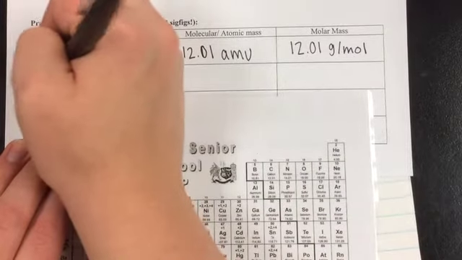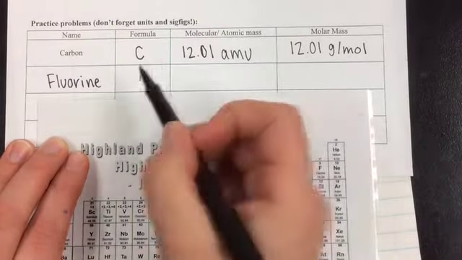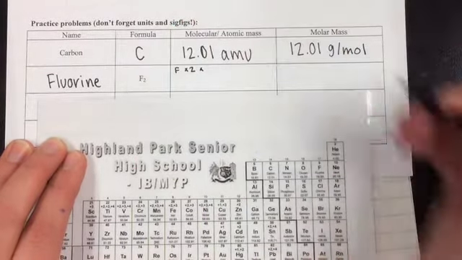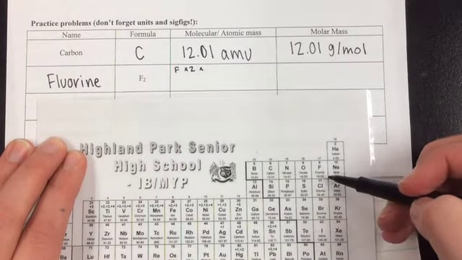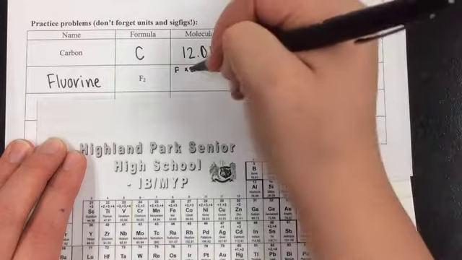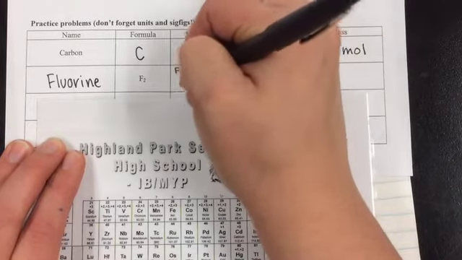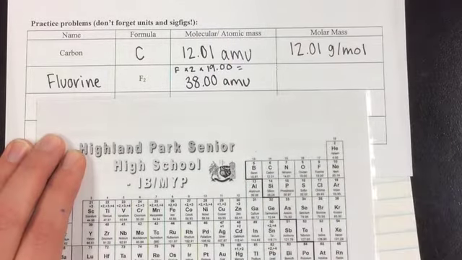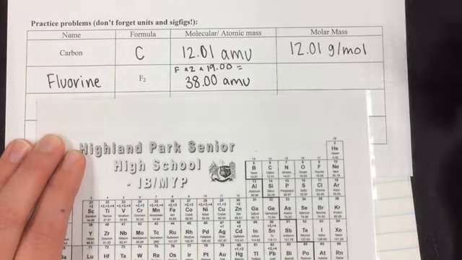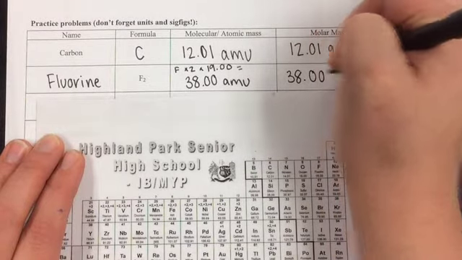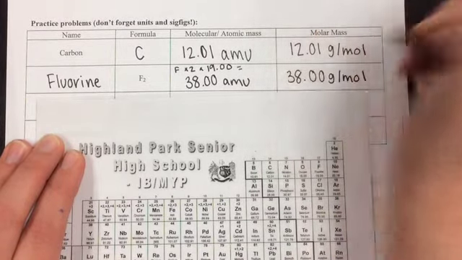For F2, F is fluorine. The 2 means that I have 2 fluorine atoms bonded together, so now I need to multiply the mass on the periodic table by those 2 atoms, because the mass on the periodic table is only for one of the atoms. So I have 2 times 19.00, which is what I found on the periodic table. That gives me 38.00 AMUs. The molar mass, again, is the same number, but a different unit. So I have 38.00 grams per mole.